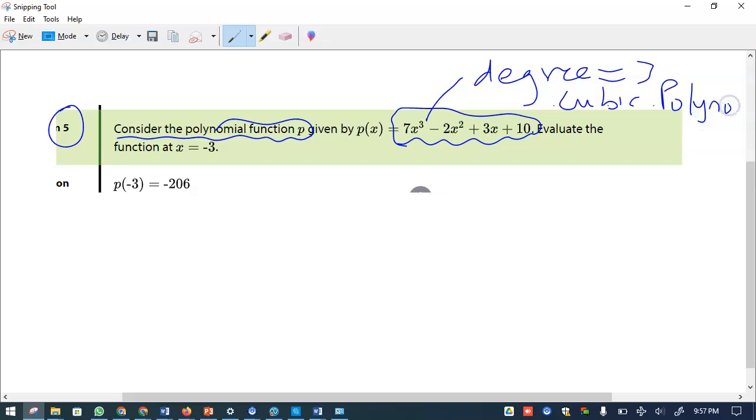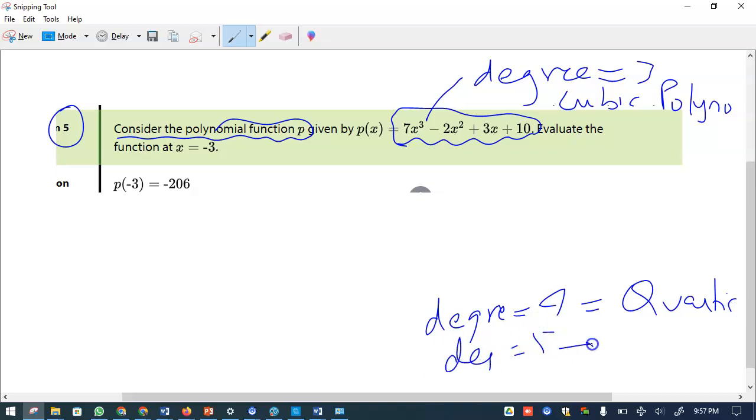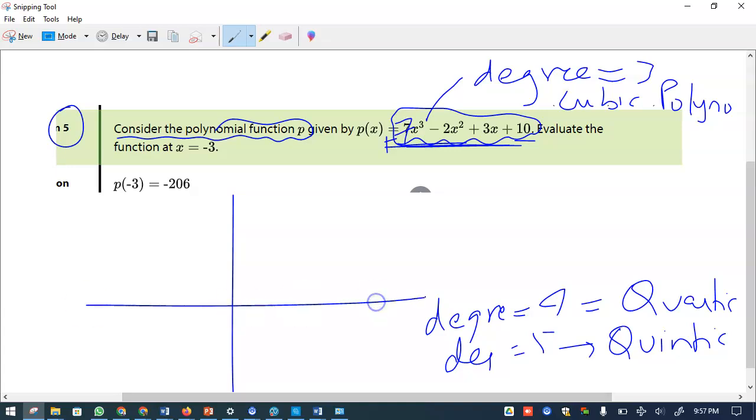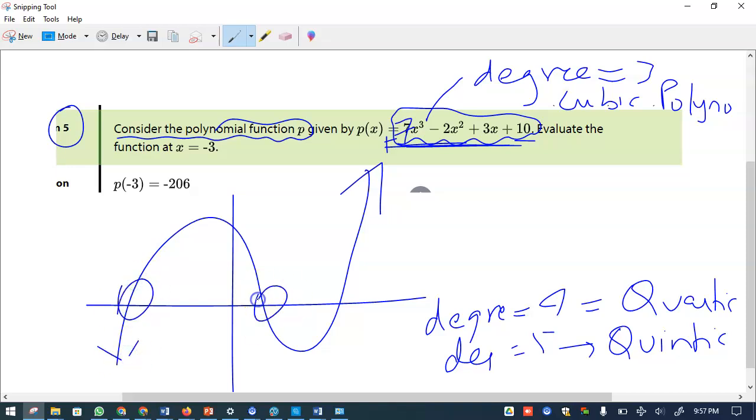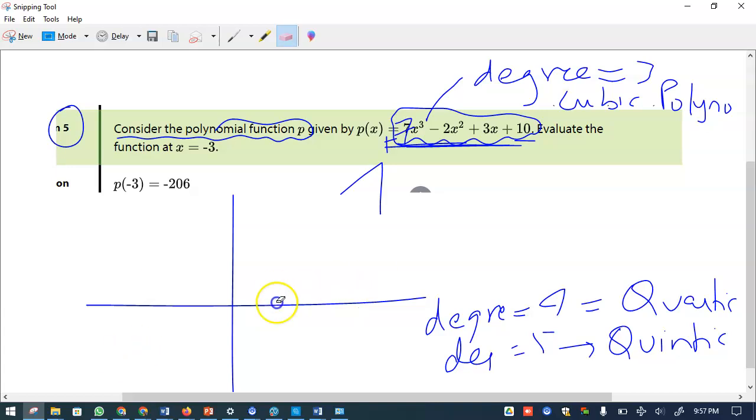Okay, the names are given. If the degree is 4, you will be calling it quartic. And if the degree is 5, you will be calling it quintic. Now in this one, there is a positive plus 3. So if this is the x-axis and y-axis, the graph will be something like this. We don't know where it goes, it's just a kind of prediction, but that's not a question here.